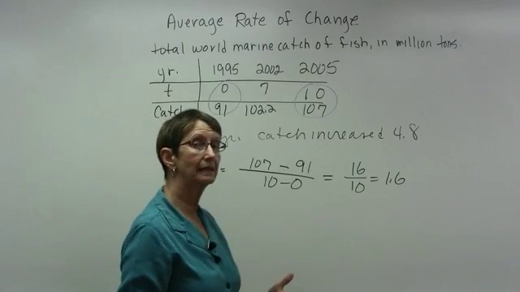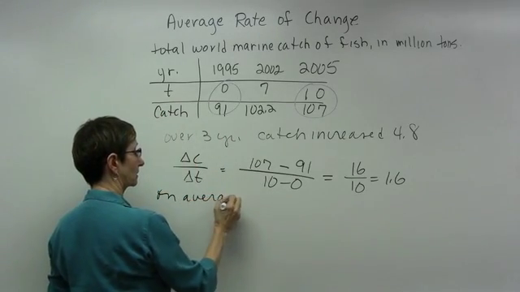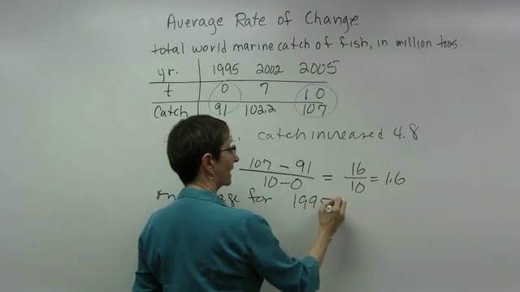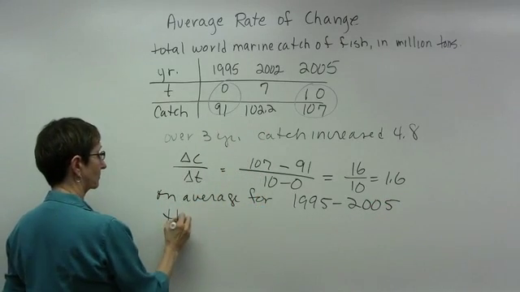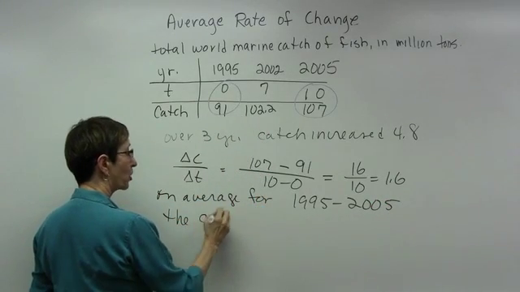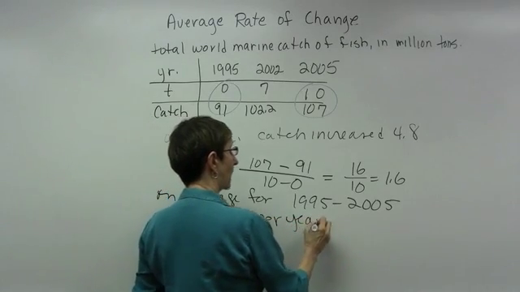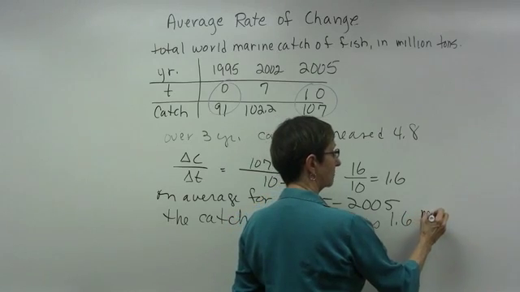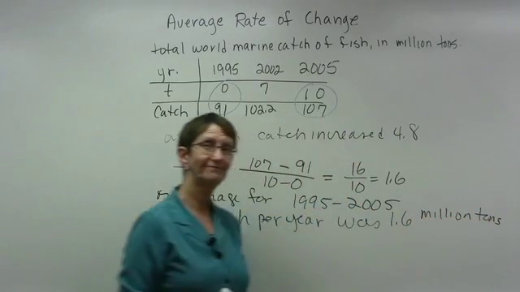So what this tells me is that on average, for 1995 to 2005, the catch per year was about 1.6 million tons of fish.